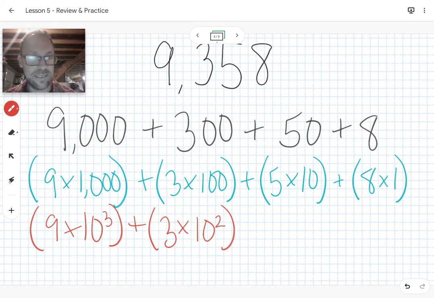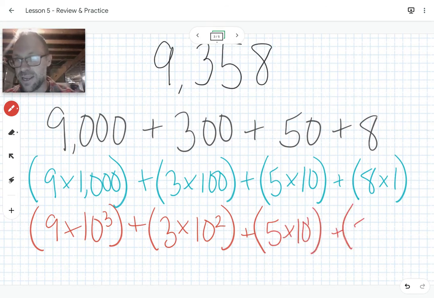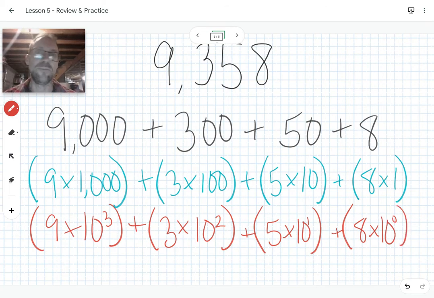And then let's see here. A 10 by itself is 5 times 10 to the first power. And then we'll add 8 times 10 to the 0 power, because we memorized last time that 10 to the 0 power is just 1. Any number to the 0 power is just 1. So that's the same as 8 times 1, which is the same as 8, which is the same as 8 ones.